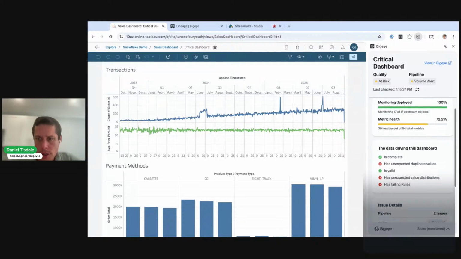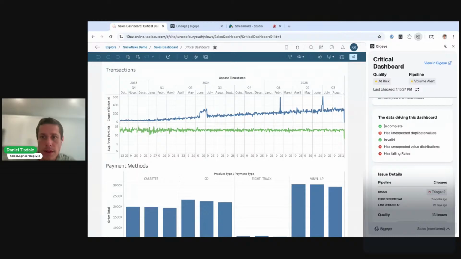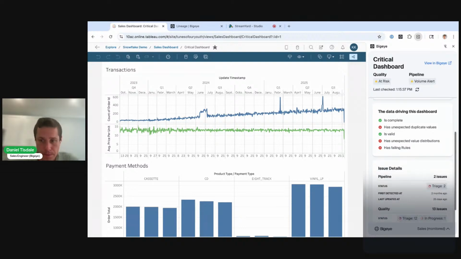As I drill down and scroll down on this browser extension here, this section, the data driving this dashboard, shows me some of the dimensionalities of how we think about data quality in the context of Bigeye. So it's telling me that the data is complete. That's great. We are seeing some unexpected duplicate values somewhere along the pipeline here, so that's a known issue that we've got going on. The data is valid. And then we are seeing unexpected value distributions, and there are also failing custom business logic rules as well.